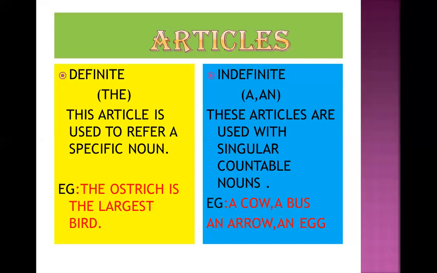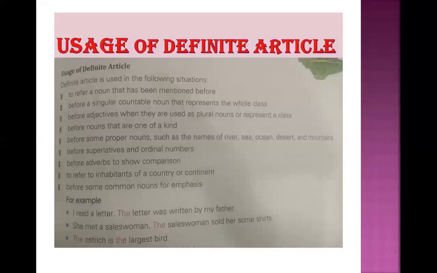Indefinite articles are used with singular countable nouns like a cow, a bus, an arrow, an egg. These are the types of articles, definite and indefinite. Now I am going to tell you the usage of the definite and indefinite articles. First, to begin with, usage of definite articles. Where are they used? Definite articles are used in the following situations.